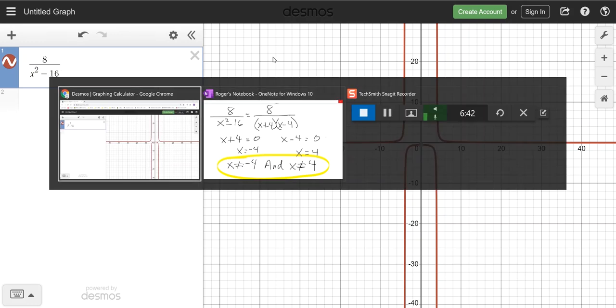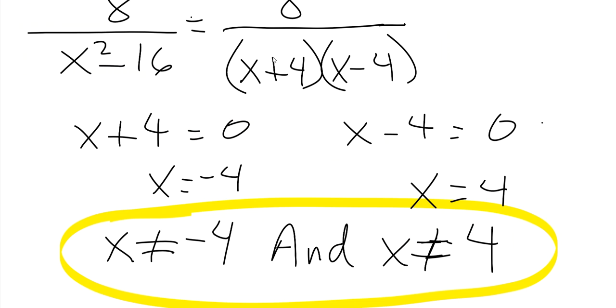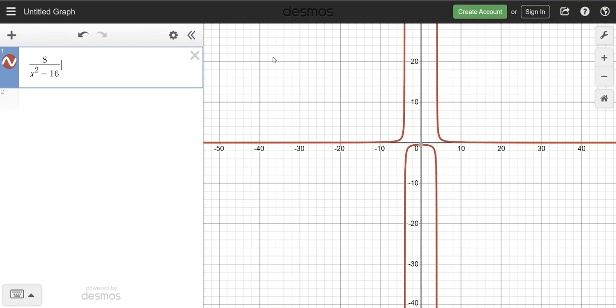So you come back over here and you look at this. We say x cannot be equal to -4, and x also cannot be equal to 4. It's an and. We can't have either one. Both are excluded.